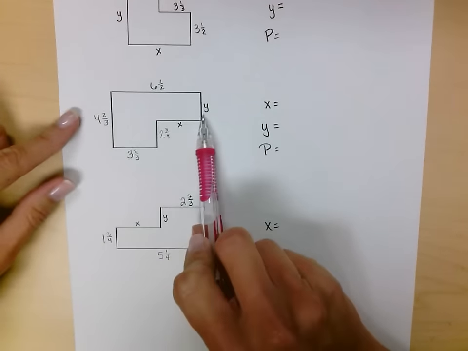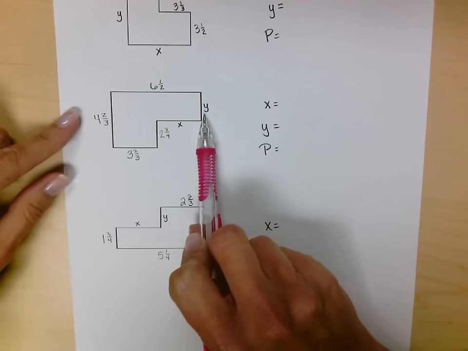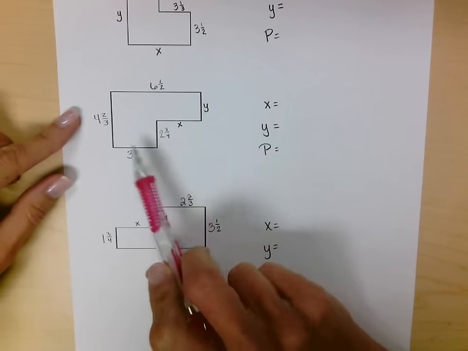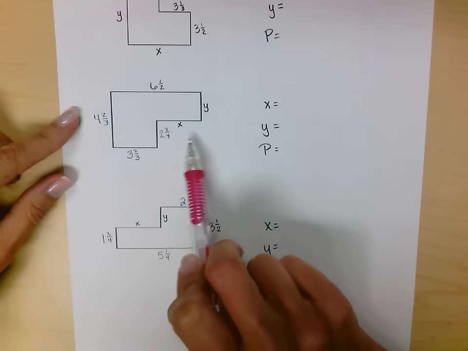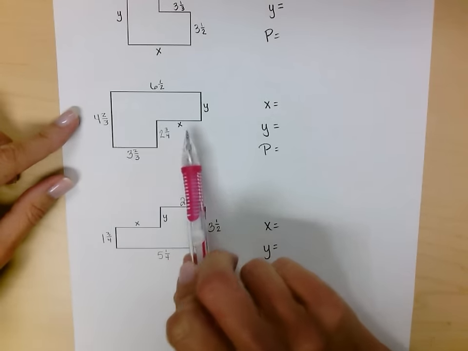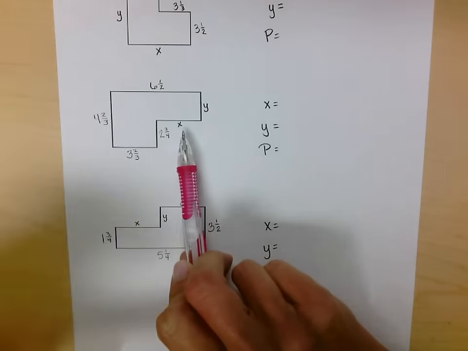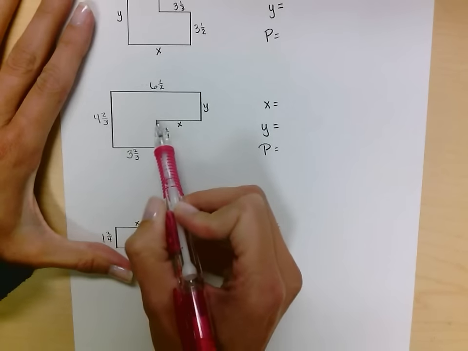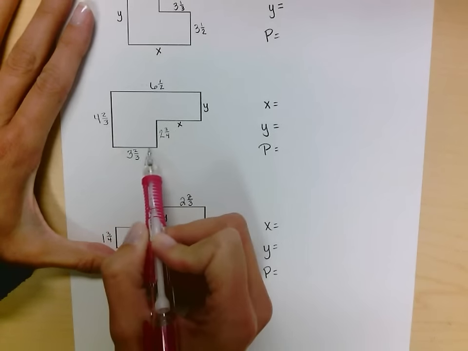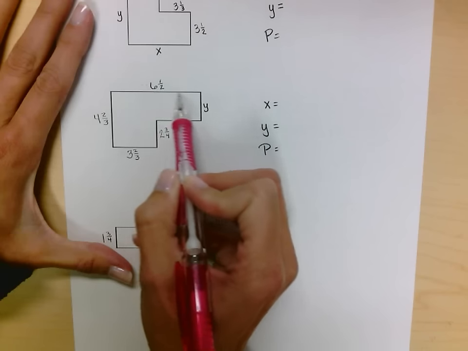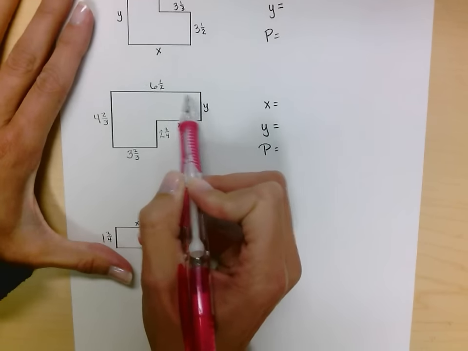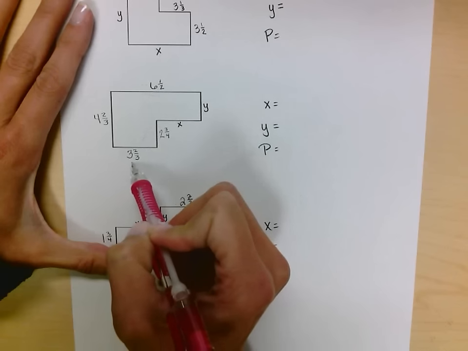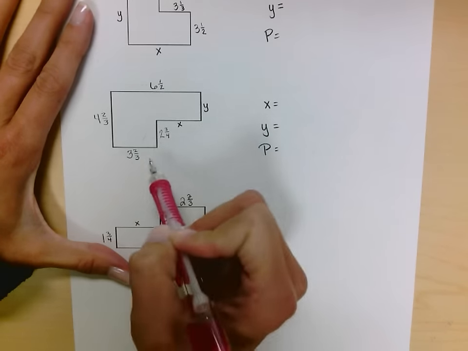I have two missing sides, x and y, that I need to find out what they equal. And then I'm asked to find the perimeter of the whole figure, so I have to add up all the sides. So first, let's work on finding side x. X is a horizontal side. This side plus this side is going to add up to this whole side right here. So we take our whole side minus the other part that we're given, and that will give us x.